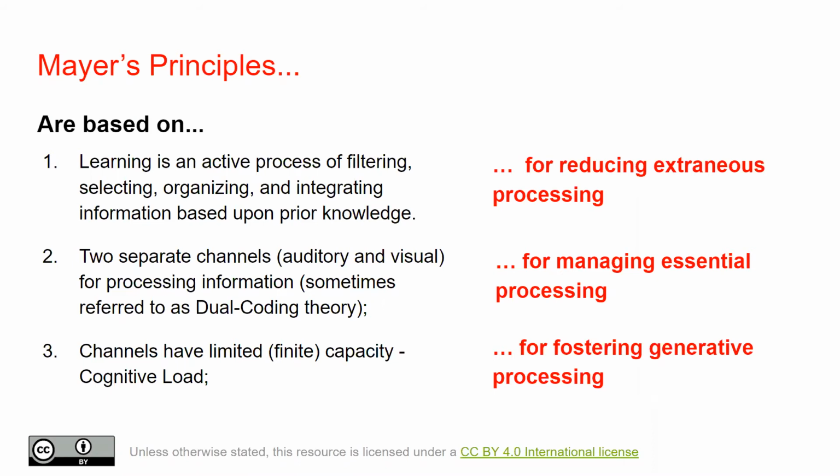He also says that what we have to do is manage essential processing. So there are elements of the learning process that are unavoidably challenging, and we have to do what we can to manage those and perhaps to minimize the challenge. And finally, he says that on the basis of these three assumptions, what we have to do is create conditions that foster generative processing. So those are the three principles that he suggests.